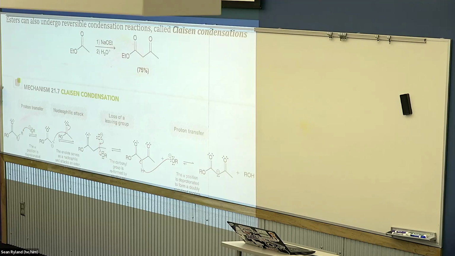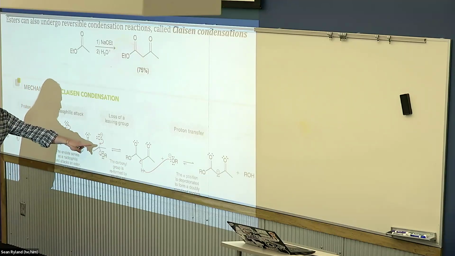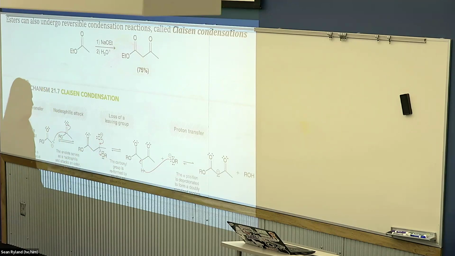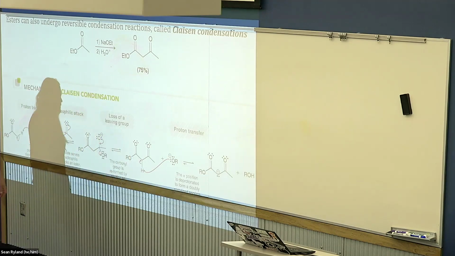So this is the cleaner version of the Claisen condensation mechanism. Start by making your enolate. Your enolate then attacks the carbonyl, makes that tetrahedral intermediate, which then kicks off a leaving group. And then you can wind up with it.